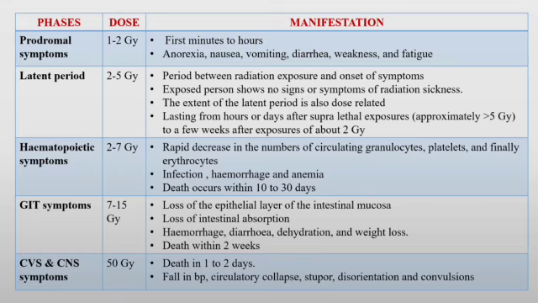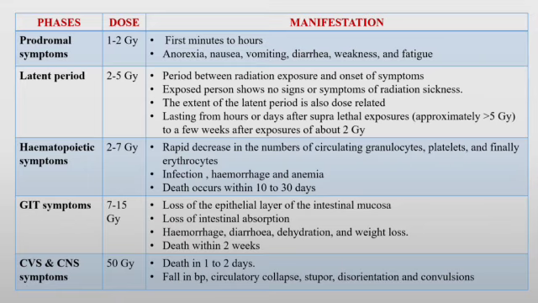Next is the hematopoietic syndrome. This occurs when exposure of about 2 to 7 Gy causes injury to mitotically active hematopoietic stem cells in the bone marrow and spleen. So there will be a rapid decrease in number of circulating granulocytes, platelets and finally erythrocytes. A decrease in granulocytes leads to infection, a decrease in platelets causes hemorrhage and finally a decrease in erythrocytes causes anemia, and death occurs within 10 to 30 days. In this, the hematopoietic stem cells are radiosensitive whereas the mature blood cells are radioresistant.